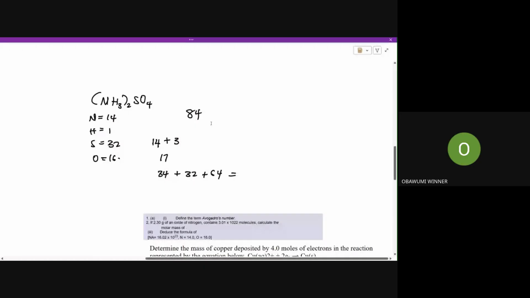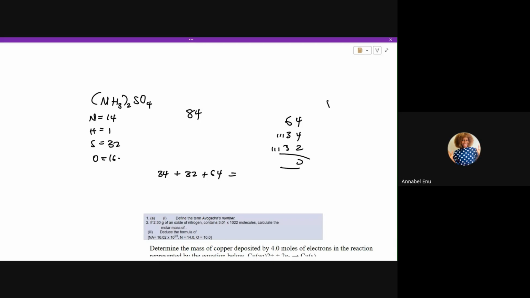It's more than that. Okay, so what's the total answer that you got? Which one is now your answer? Is it the 84? Or is it when you add all of this together? When you add all of this together, that's 64 plus 34 plus 32.